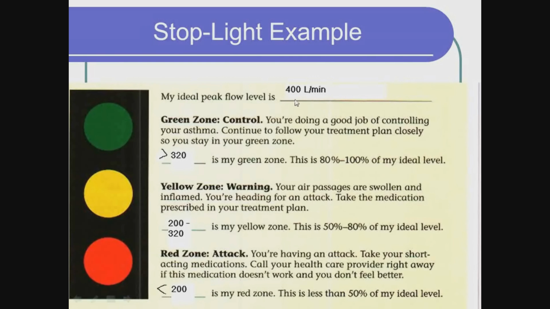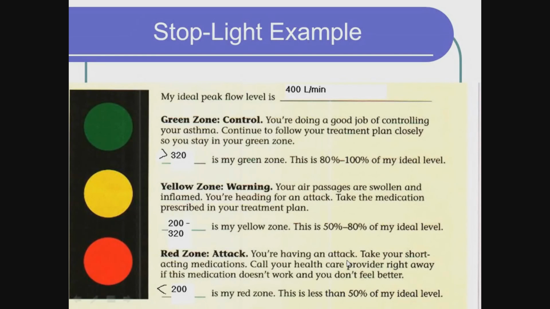So if my personal best was 400, as long as I'm greater than 320, I'm in the green zone. Between 200 and 320, I'm in the yellow zone. Less than 200, I'm in the red zone. So the patient would know what they would need to do based upon their peak flow.